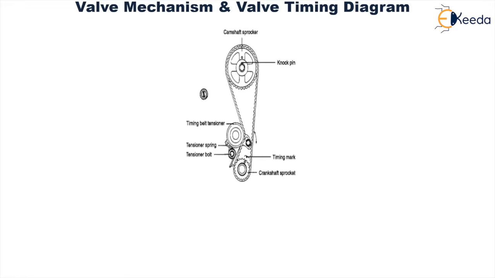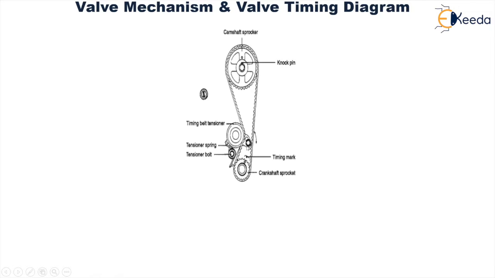So the position of the piston at TDC or BDC determines the opening and closing of the valve. So we say that the opening and closing of the inlet and exhaust valve is directly related to the crankshaft. Now how do the valves know the position of the crankshaft, when to open and when to close? This is all done through mechanical transmission elements.